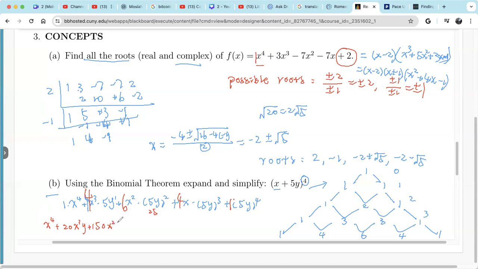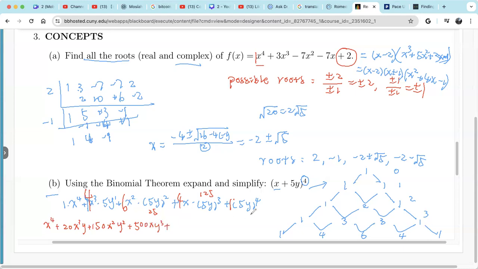150 x squared y squared. Then plus 4 times 5 cubed. 5 cubed is 125. 4 times 125 is 500. Right? Because 4 times 25 is 100, 100 times 4 is 400, 500. So we got 500 x y cubed.